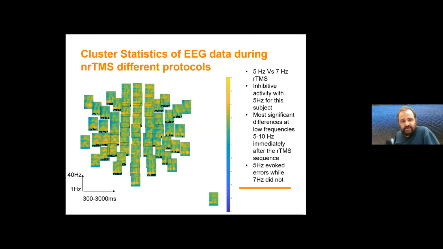So EEG data can also be very useful. Here is cluster statistics comparing a protocol of 5 Hertz and a protocol of 7 Hertz, because this also plays a role in evoking errors. And we see that in both left and right hemispheres there are some significant differences in low frequencies early after the end of the pulses, because we wanted to avoid the artifacts, so we can study mostly 200 and 300 milliseconds after the stop of the sequence.